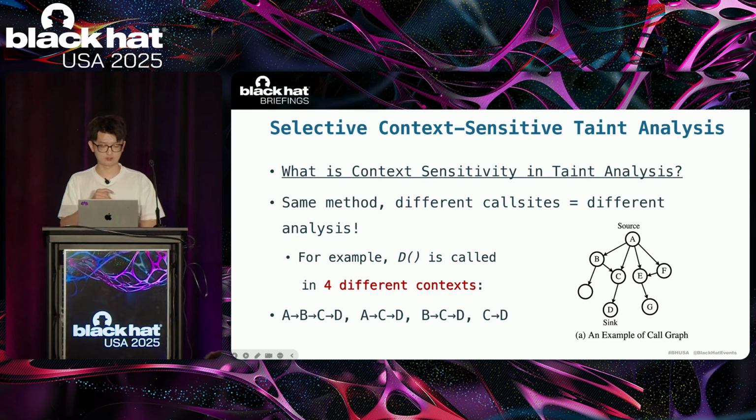Let's quickly review what context sensitivity actually means in taint analysis. Context sensitivity basically tracks how a method is called, not just which method is called. That means even if the same method is called in different places, at different call sites, we treat each call separately based on its calling path. This gives much more precise results because we can tell which taint really flows into a method in a dangerous way, depending on the exact call chain and call site.